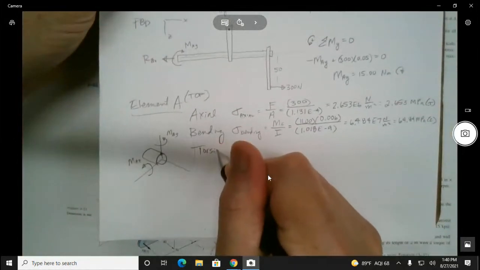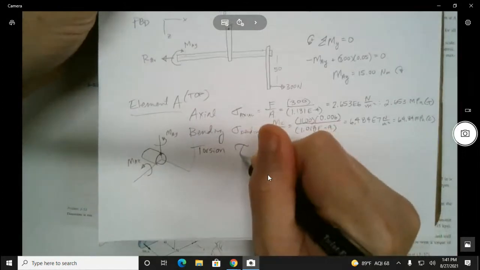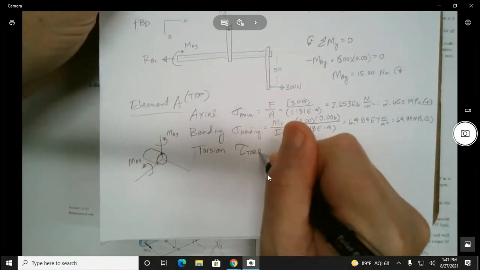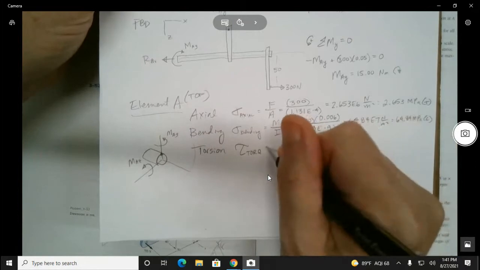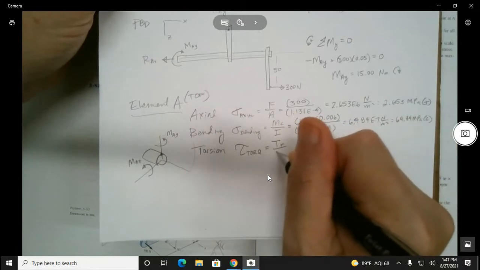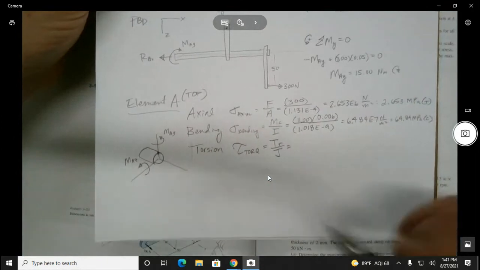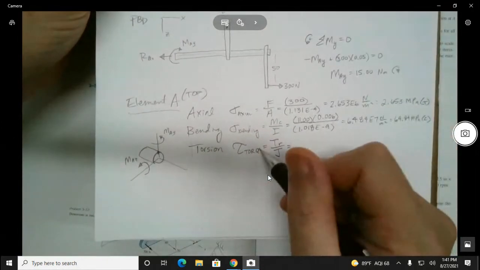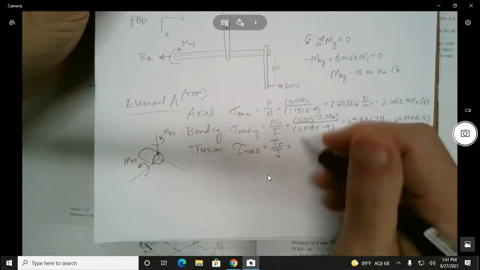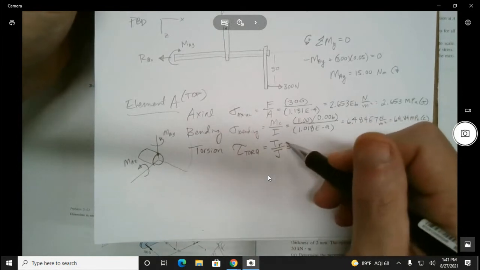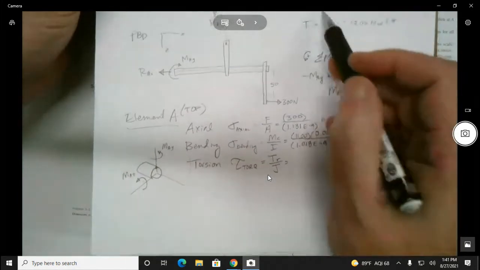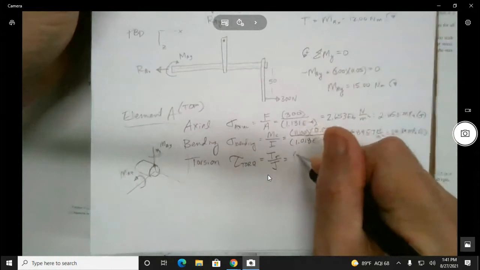Now we go torsion. Tau, and I like TORQ for some reason. I don't know why I started doing that, but I did a while ago, so kind of stuck with it. Torque. Saved all of 2 letters, U and E. So we already said that the torque is going to be the moment about X.